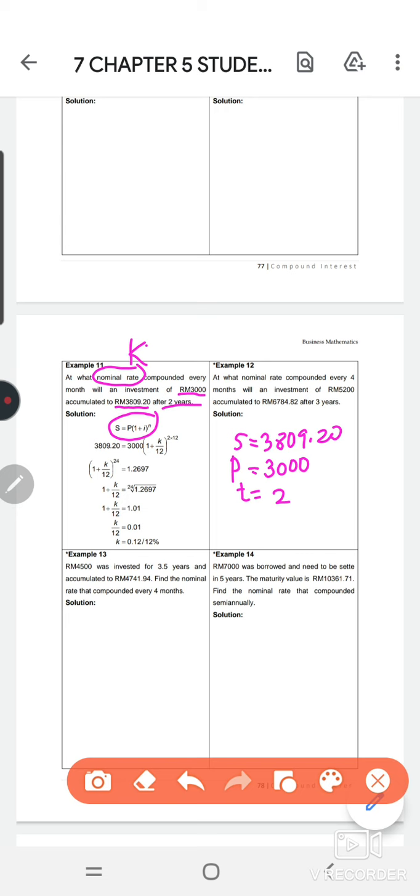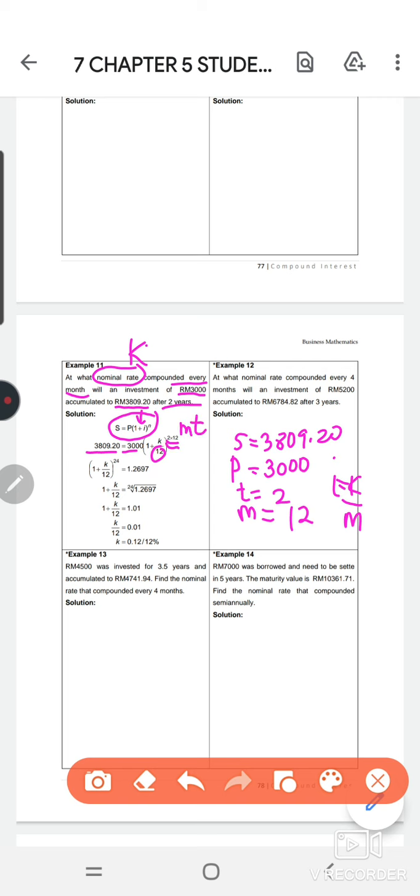Apa lagi dia bagi tahu kat sini, compounded every month, maksudnya setiap bulan dia compound. So your M equals to 12 setiap bulan. Okay, so same with this one. Tadi awak masukkan S. Okay, this one the value of P, and then 1 plus K tu sebenarnya dia daripada formula I equals to K over M. Tempat I ni sebenarnya formula dia K over M. So M kita dah tahu, M equals to 12. So cumanya kita tak tahu nilai K. So awak just tinggalkan tempat K, and then this one MT.